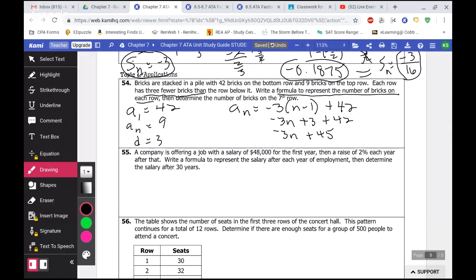Okay. And now we'll plug in 7. So it's going to be -21 plus 45 equals 24 bricks on the 7th row.